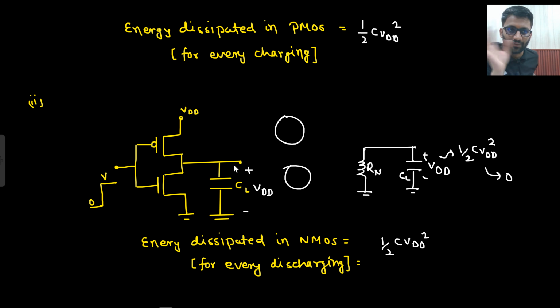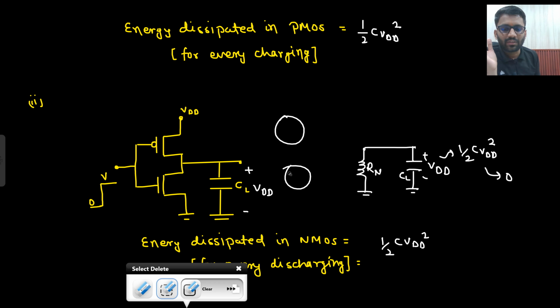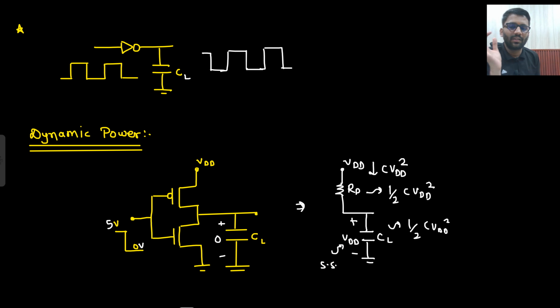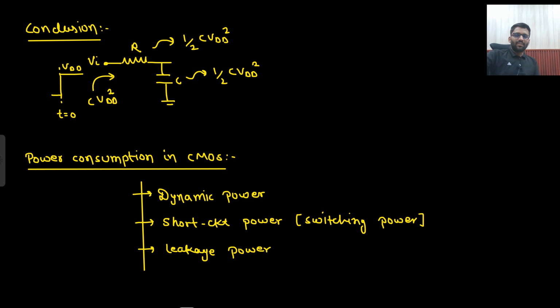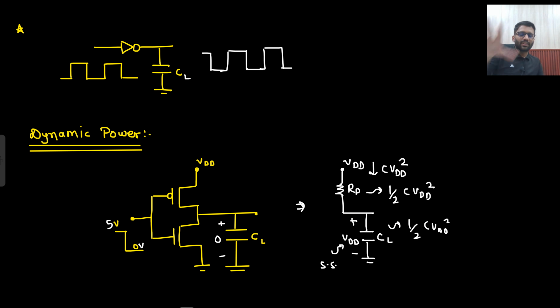This point is very confusing sometimes, but I hope this is clear now. So till now, let's summarize what we have studied. We started from this simple question, where this is driving CL VDD square, this will have half CL VDD square, and this will have half CL VDD square. Then we are going to start studying dynamic power, but till now we have not studied power, we have already studied energy.